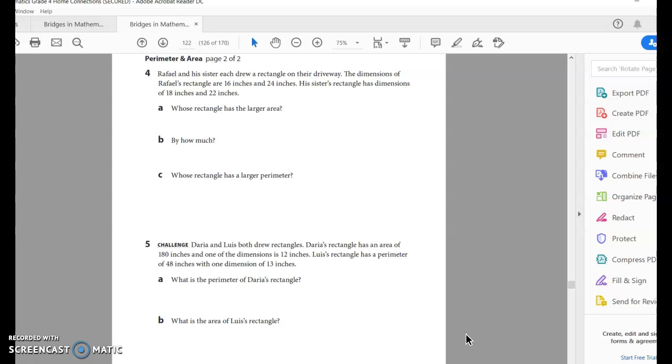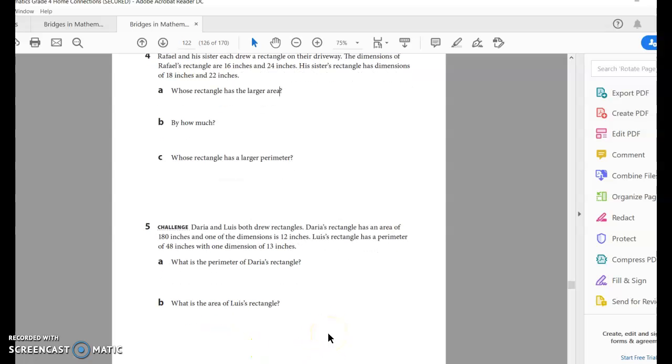Daria and Luis both drew rectangles. Daria's rectangle has an area of 180 inches and one of the dimensions is 12 inches. Luis's rectangle has a perimeter of 48 inches and a dimension of 13 inches. What is the perimeter of Daria's rectangle? And then what is the area of Luis's rectangle? Good luck.